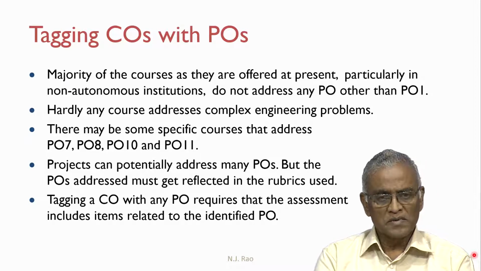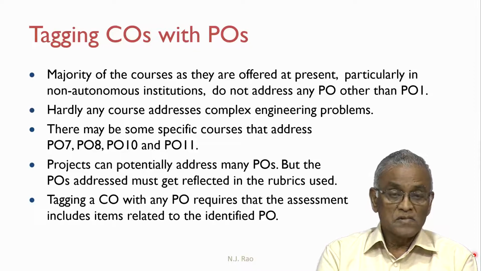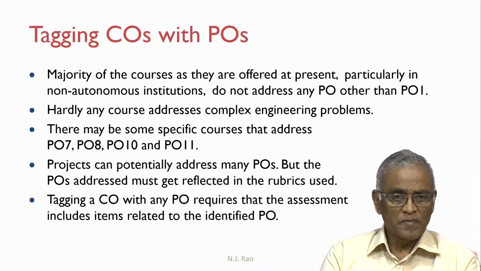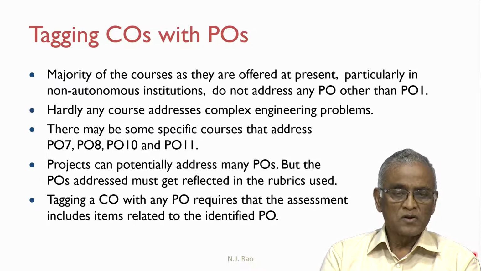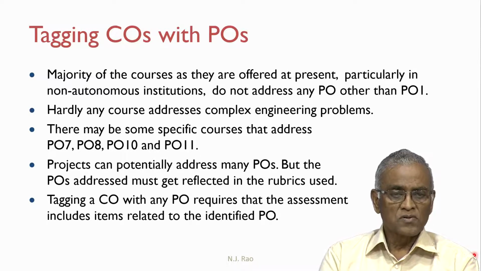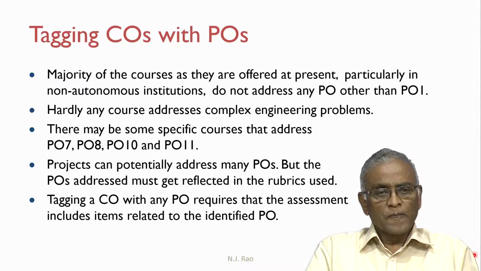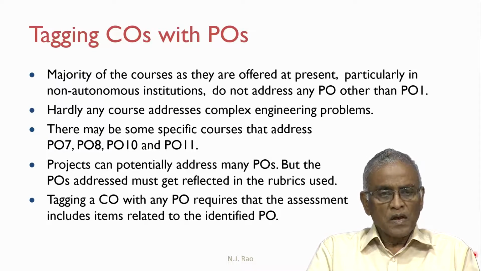So communication can be addressed, and then depending on how you are putting constraints on or orchestrating the project, the other POs can come in. But the main thing is, unless you have used rubrics to evaluate or include rubrics that evaluate specific POs, you cannot tag a course with that PO or the project with that PO. So essentially, tagging a CO with a PO requires that the assessment includes items related to the identified PO.